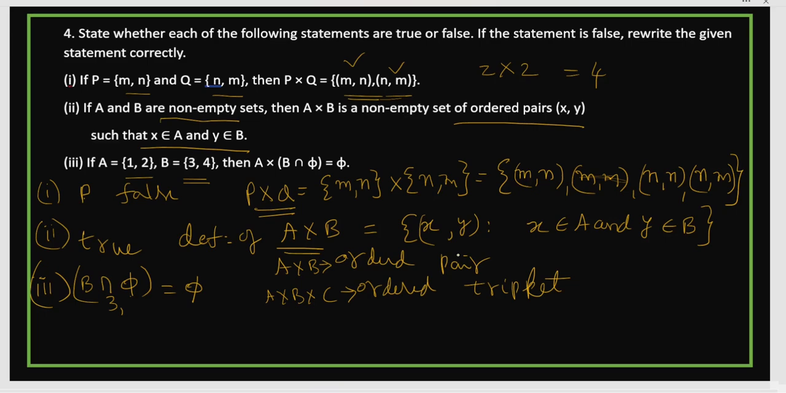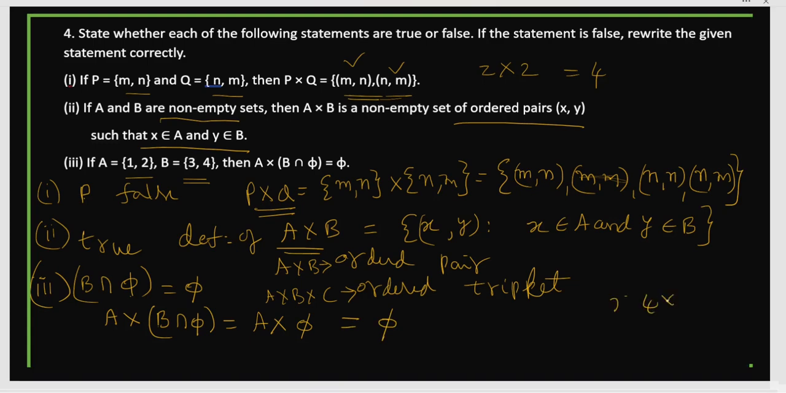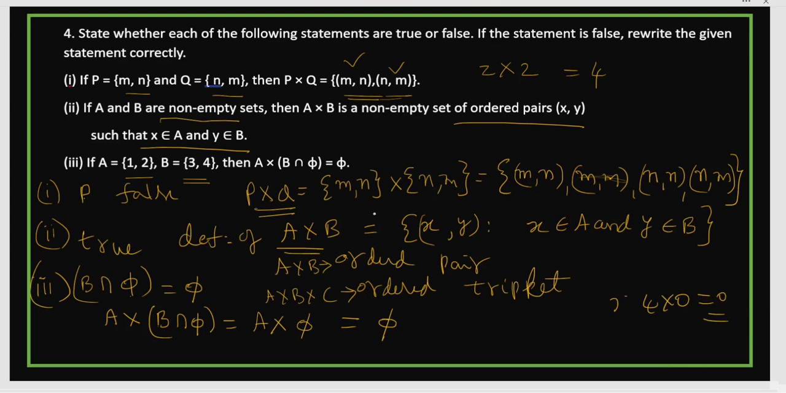So this is the ordered pair. Now, A cross B intersection phi is what? The Cartesian product of A with phi. The very definition says that for two non-empty sets, A cross B is defined. If an empty set is there, the product becomes phi. It's similar to multiplying a number, 4 into 0 is 0, right? So an ordered pair with a null set becomes the null set. No pair is formed. We'll move to the next question.